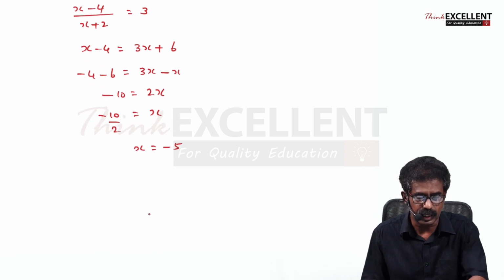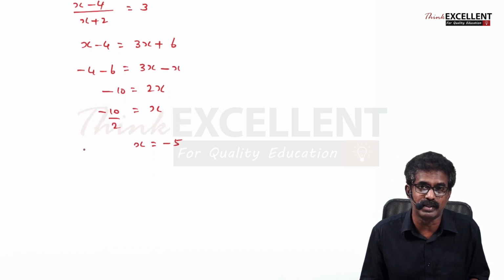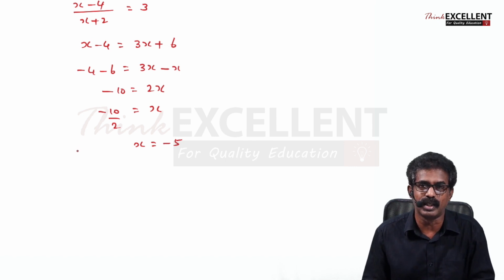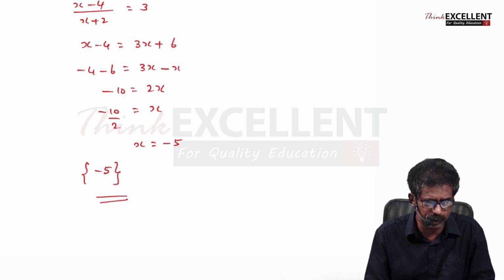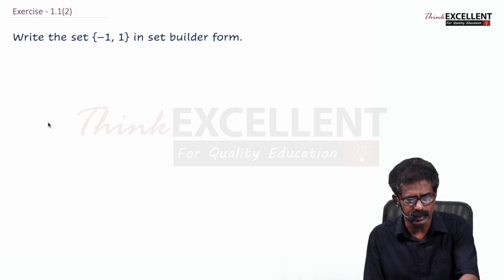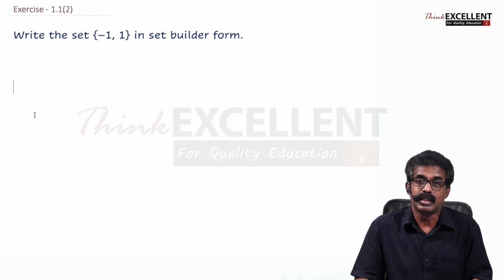Don't leave it. Write in roster form. That's important. Sometimes many students do all the hard work, but they won't write the final answer properly. So here your answer is minus 5. Answer in roster form: only one element. So it's a singleton set.